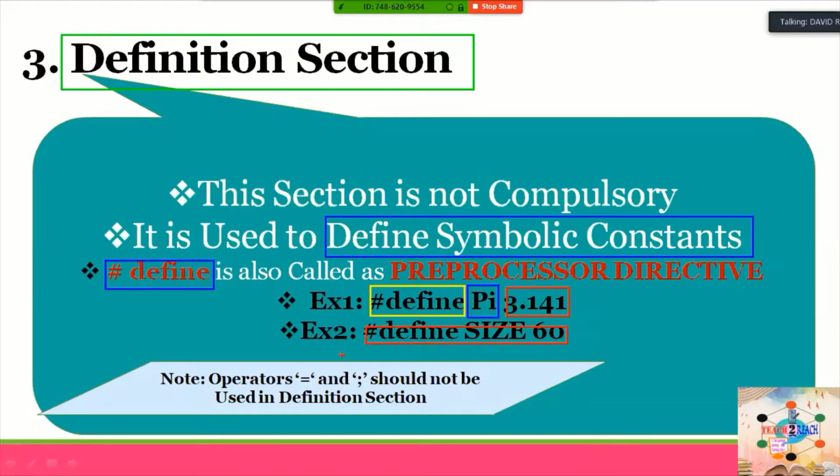While defining symbolic constants in our program, we are not supposed to use an assignment operator between the symbol and the constant, and this statement should not be terminated with a semicolon. We need to keep these 2 points in mind while defining symbolic constants by using the hash define preprocessor directive statement.